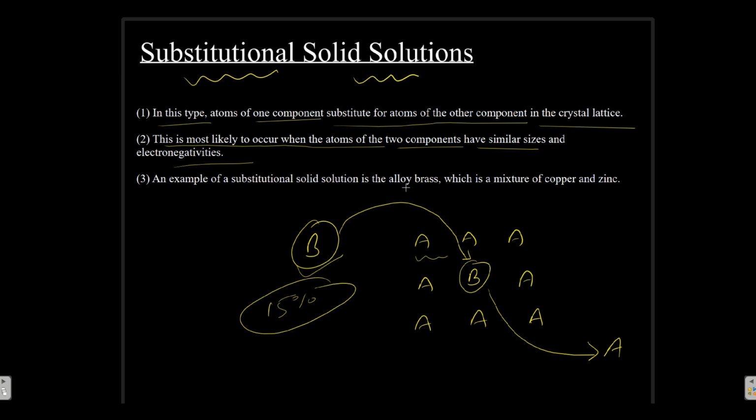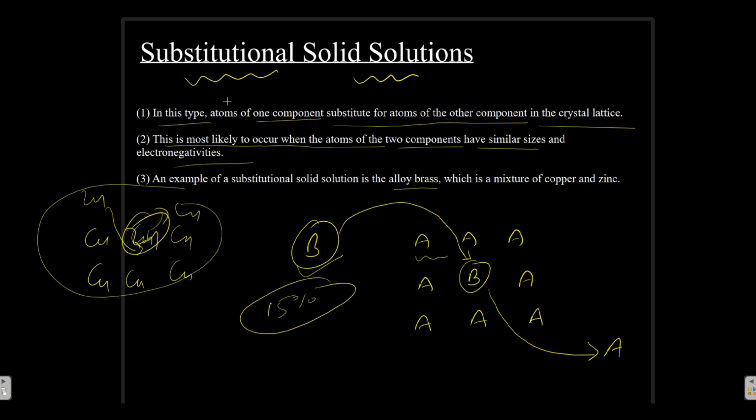An example of that is the alloy brass. Brass means, we already talked about this, a crystal structure of copper in which a zinc atom comes and just replaces one of the copper atoms, and takes that position. It will substitute one of the copper atoms. Now this is called brass. That is the example of a substitutional solid solution.